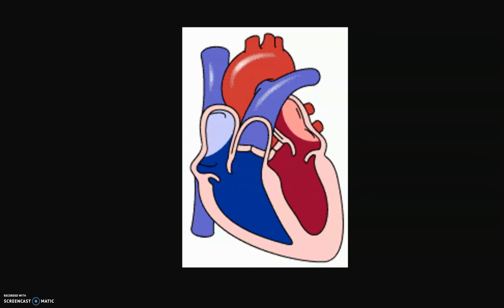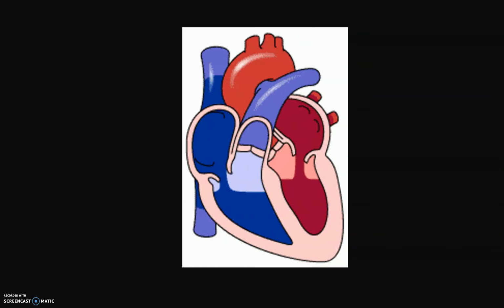So there's a valve here and a valve here, and the valves are between the atrium and the ventricle. And then once the ventricles both fill up with blood, the muscles around both the ventricles contract and push blood out of the ventricles through these two valves here, 1 and 2.